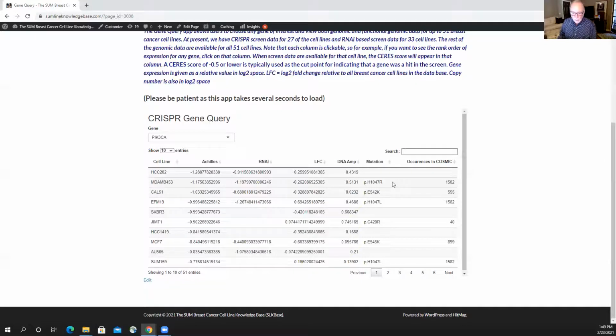This H1047R mutation is the most common PI3 kinase mutation in breast cancer. It's found many times in COSMIC, and there's a range, some more or less. There are some different mutations.